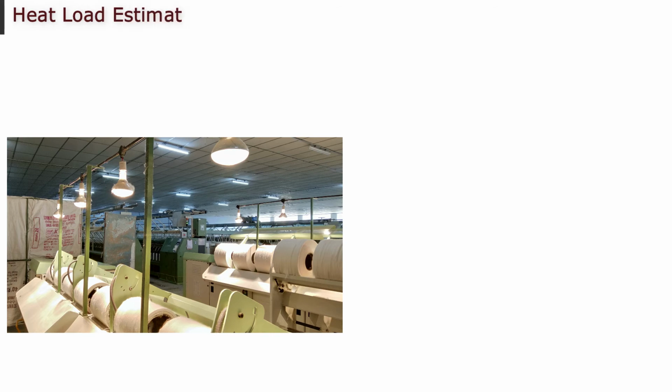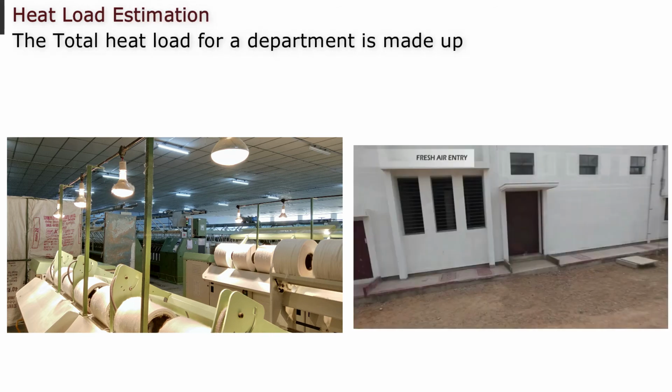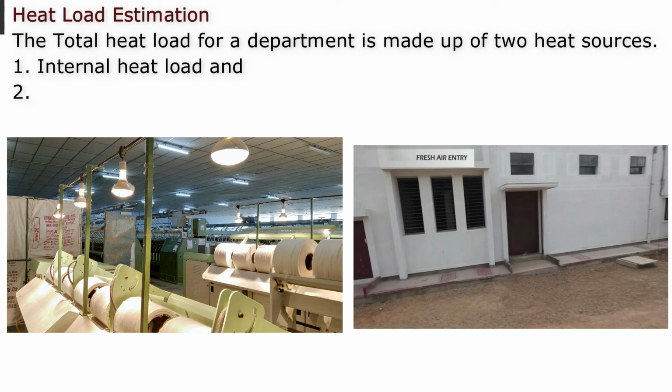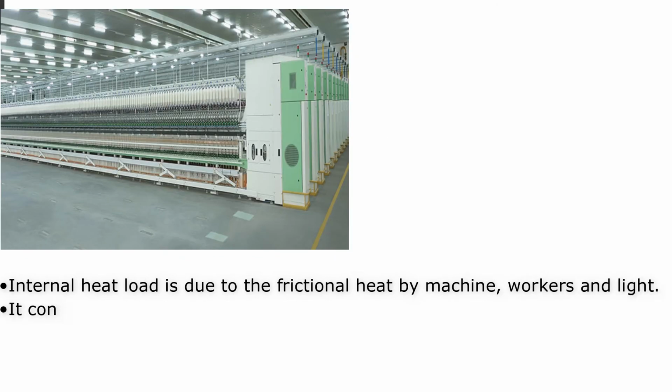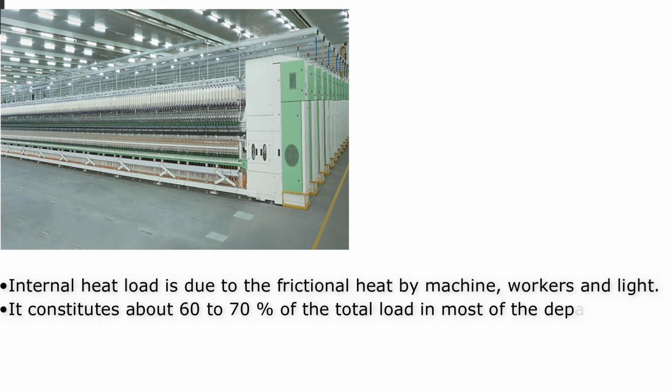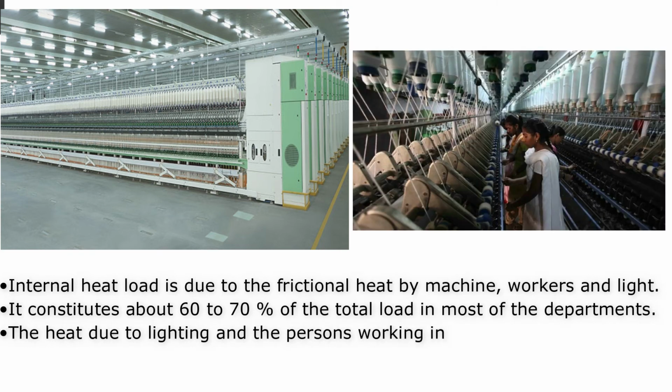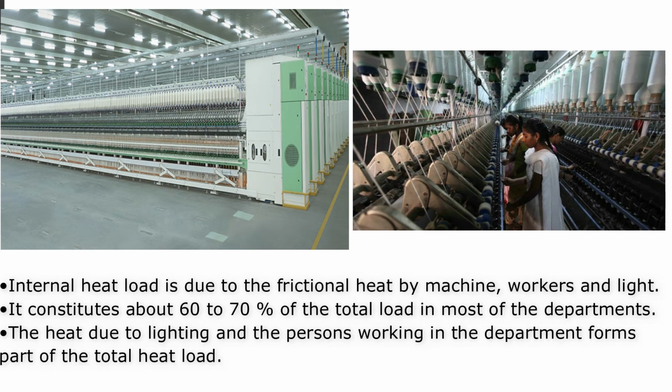Heat load estimation. The total heat load for a department is made up of two heat sources: 1. internal heat load and 2. external heat load. Internal heat load is due to the frictional heat from machines, workers and light. It constitutes about 60 to 70% of the total load in most of the departments. The heat due to lighting and the persons working in the department forms part of the total heat load.